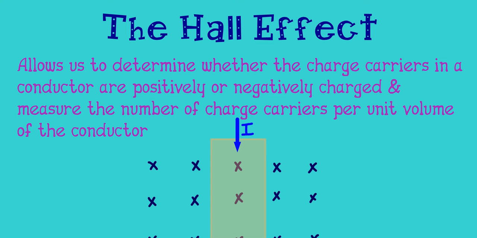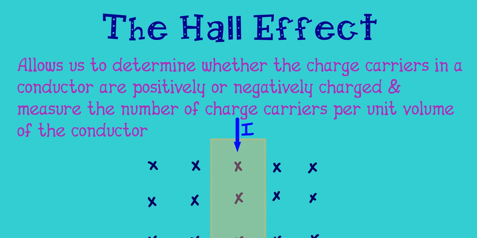Hall effect is an important phenomenon in magnetism that allows us to determine two things. It allows us to determine whether the charge carriers in a conductor are positively or negatively charged, and it also allows us to measure the number of charge carriers per unit volume of the conductor. We've seen that before, number of charge carriers per unit volume, when we were talking about current and current density.